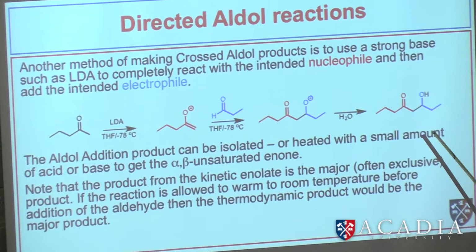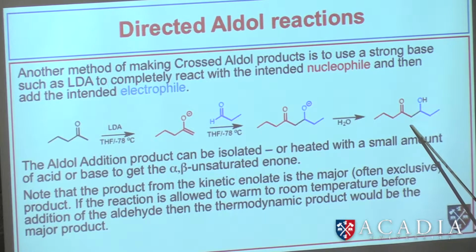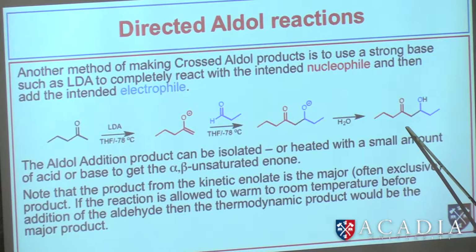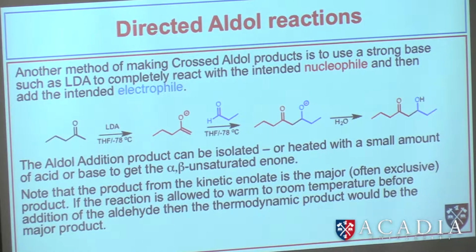This is also nice because we can stop at the Aldol Addition product and not necessarily get the condensation product, which is sometimes difficult to do under the other conditions. The other conditions, you often get the condensation product.